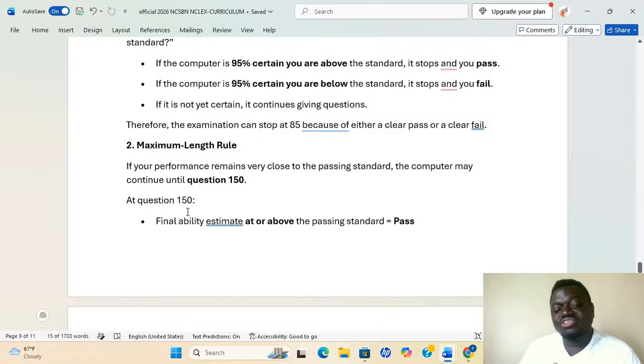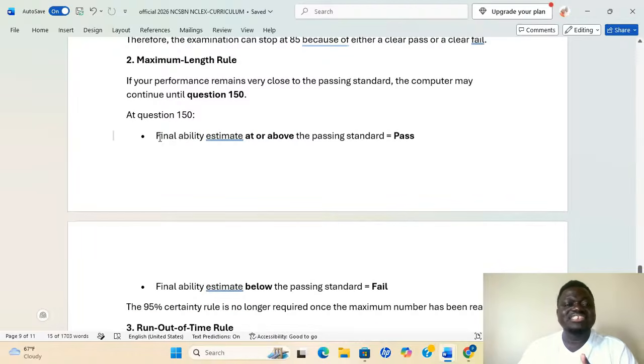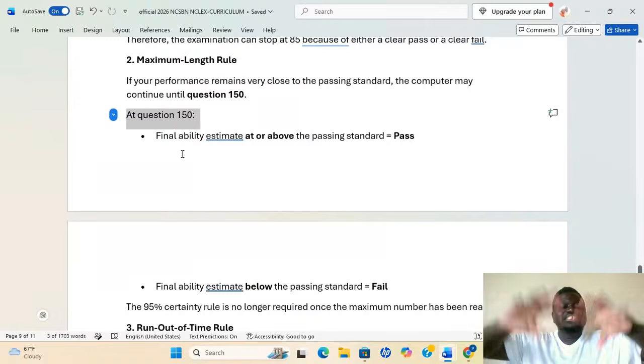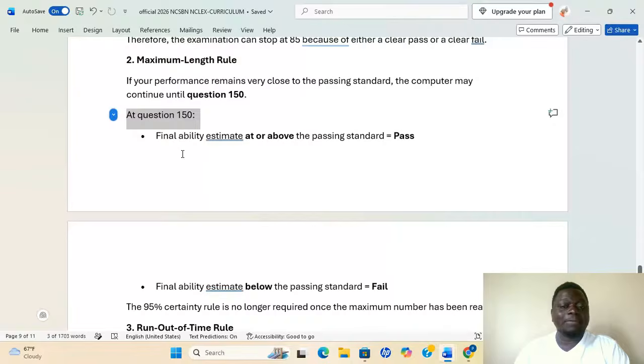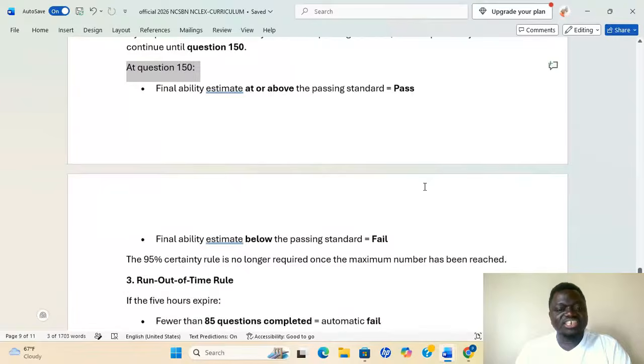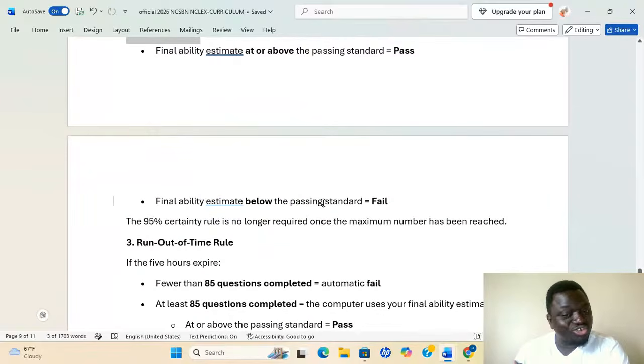So at question 150, that is the final ability estimate, at or above the passing standard. If you answer 150 questions and generally or averagely you are above, you pass. If you are below, that one no issue, you fail. So the 95% rule is no longer required once the maximum number has been reached.